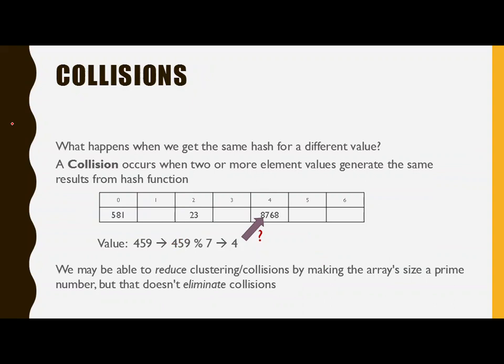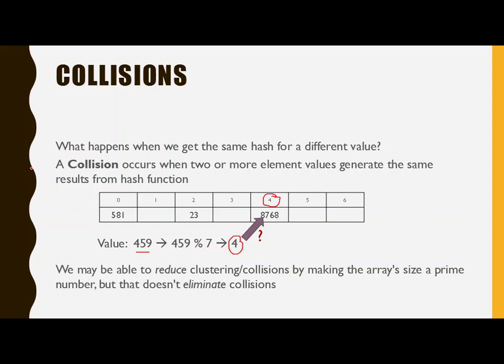You're going to get the same value out there that you're going to use for an index. For instance, we already have these numbers here from the previous slide. What if they hand us 459? Well, again, we modulo by 7. Now we get a 4 again. Well, oops, we've already got something at the index position 4. So, wow, what do we do about that?